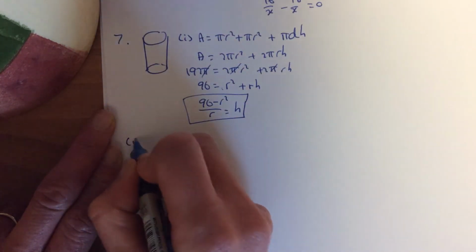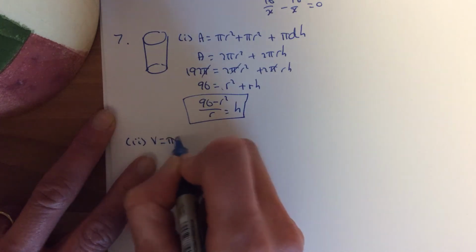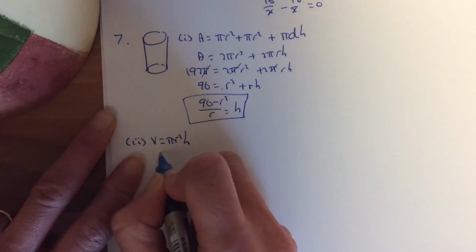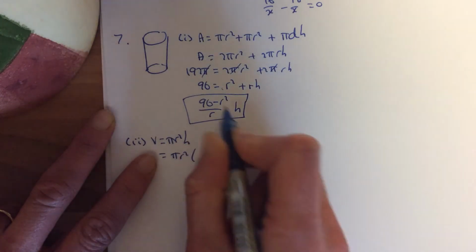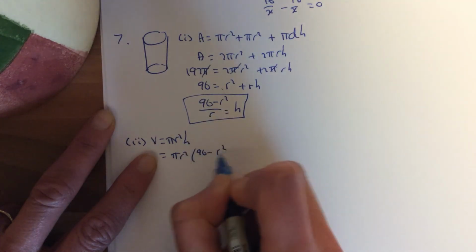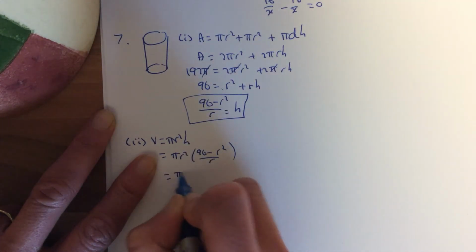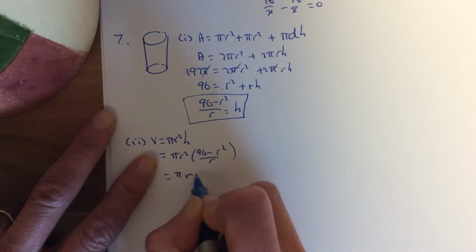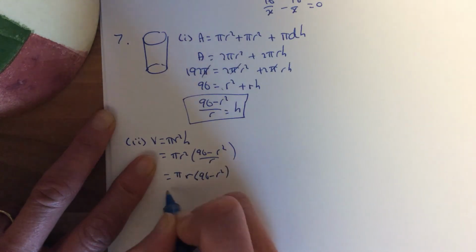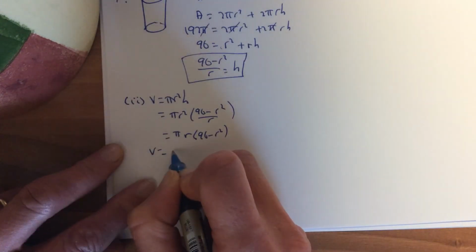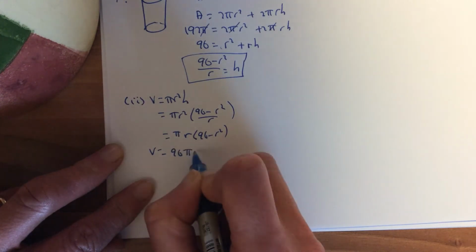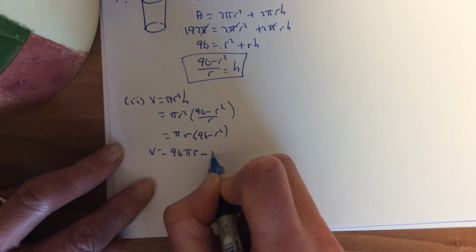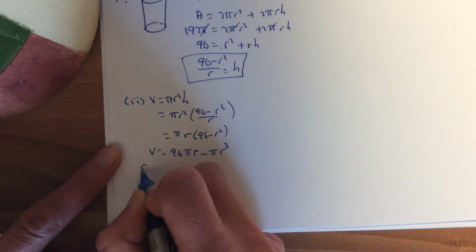Part 2, you want the volume. Volume is the area of the bottom times the height. So it's pi r squared. Your height is up here. So tidying that up, I've got pi r squared over r is an r. So volume, multiplying that out, is 96 pi r minus pi r cubed.